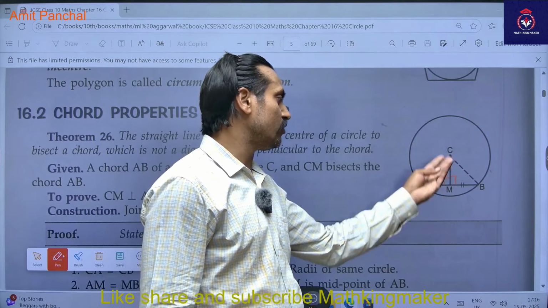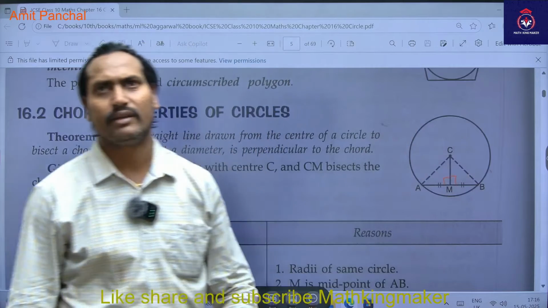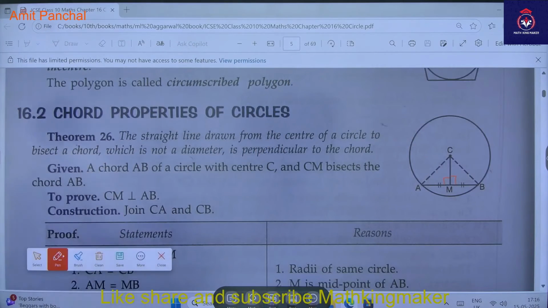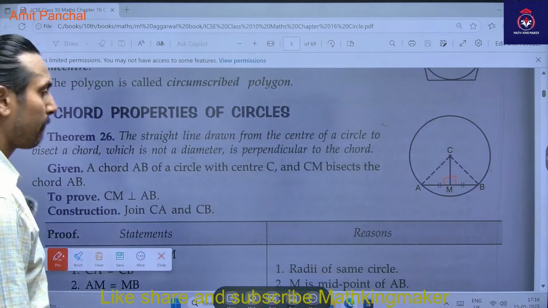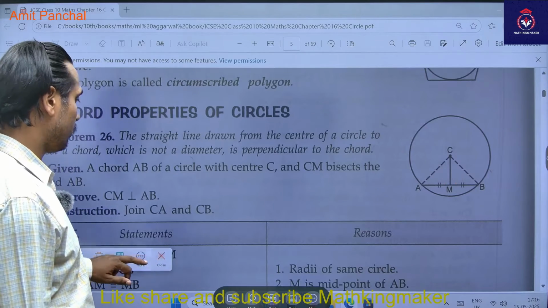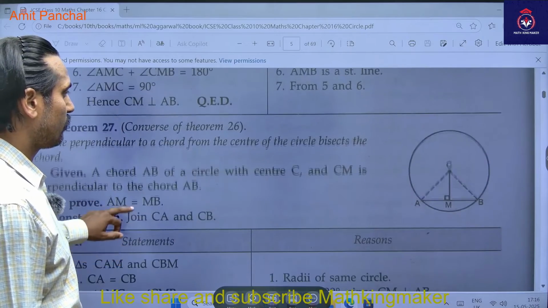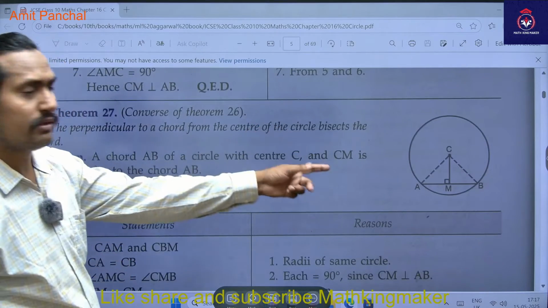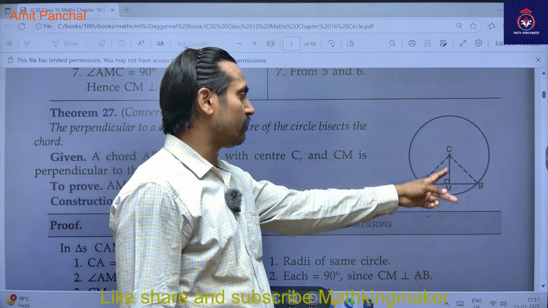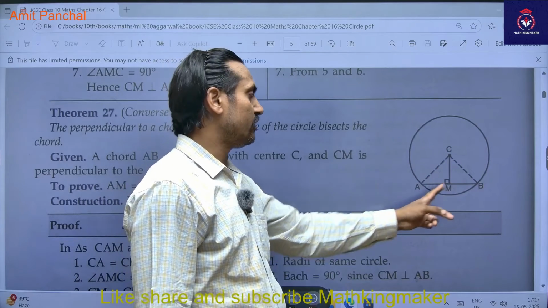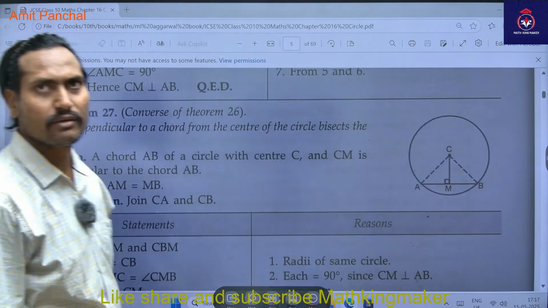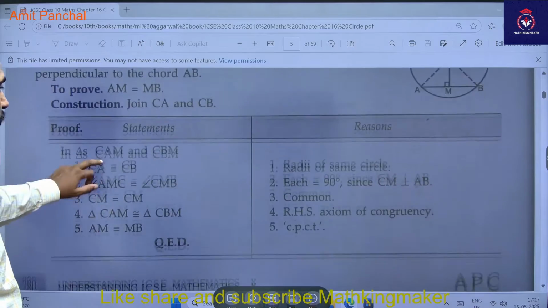If it is perpendicular, then it will be a bisector, definitely. That theorem will be used. You know it or not? Because that will be used in the questions. This is the converse of it. Now it is perpendicular and passing through the center C, so that will definitely be a bisector. So it is vice versa.